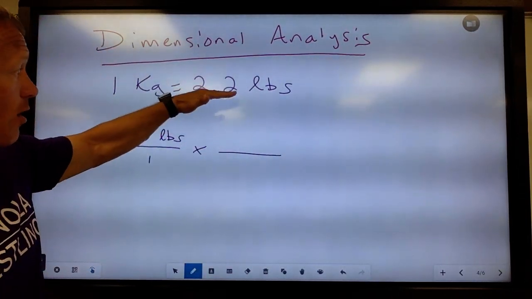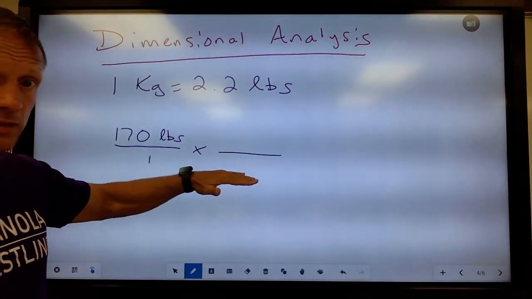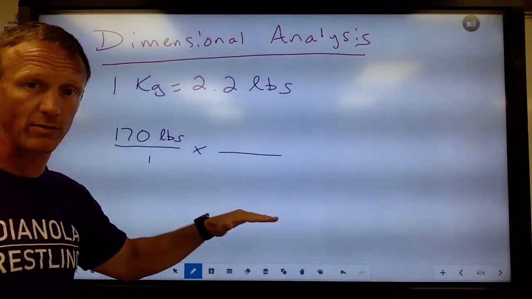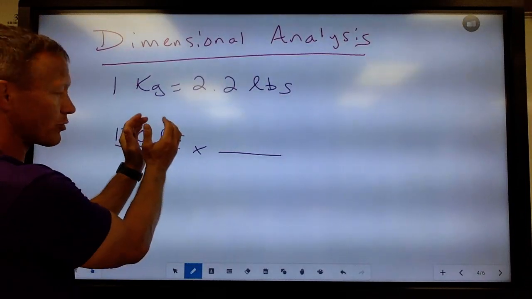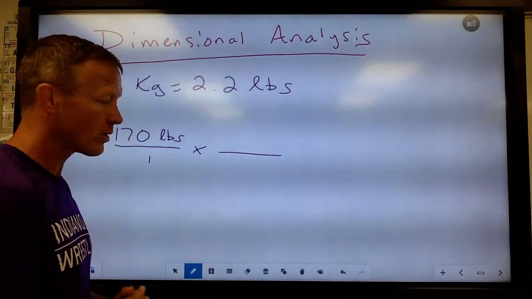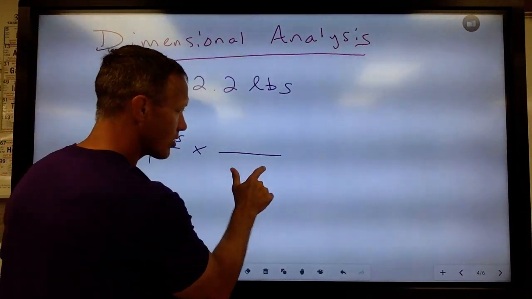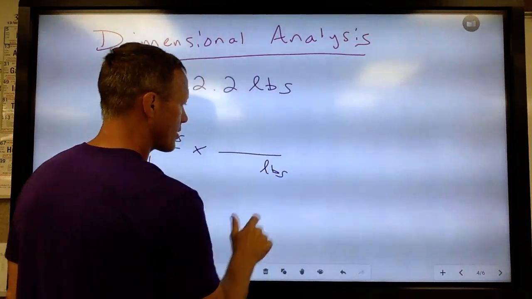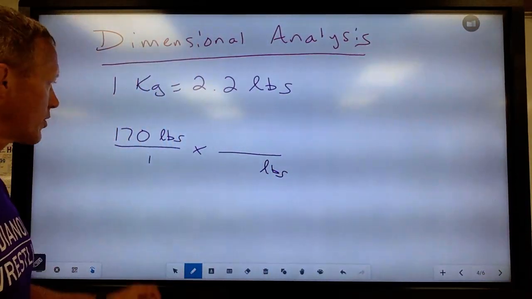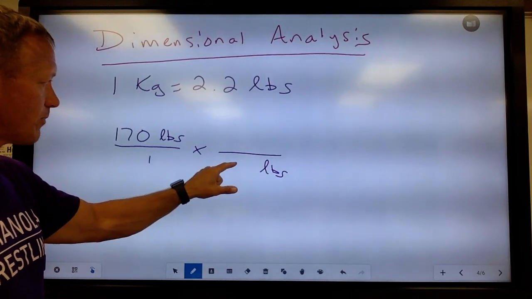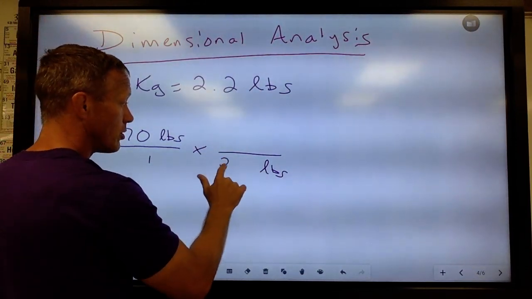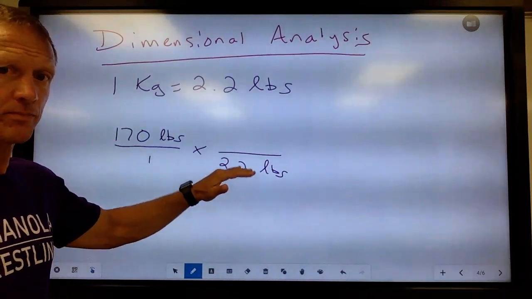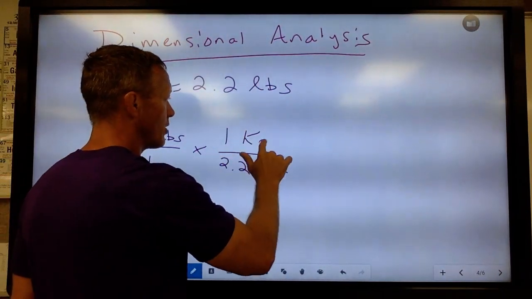So the 2.2 pounds either goes on top or bottom, and the 1 kilogram either goes on top or bottom. And for this problem, it's all based on what label's right here. This is the whole key to it. Whatever label is here comes underneath here. So label is pounds. I know pounds goes underneath there. That means the 2.2 goes on the bottom, and the 1 kilogram goes on top.